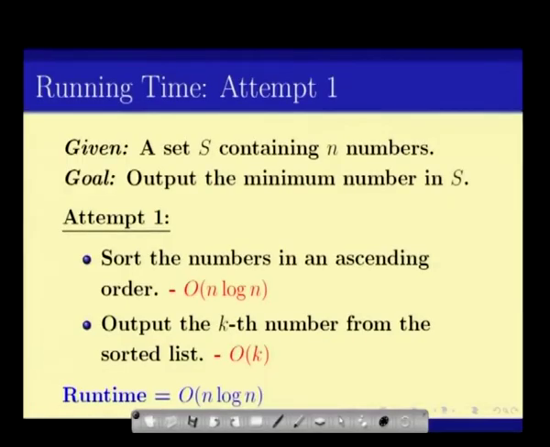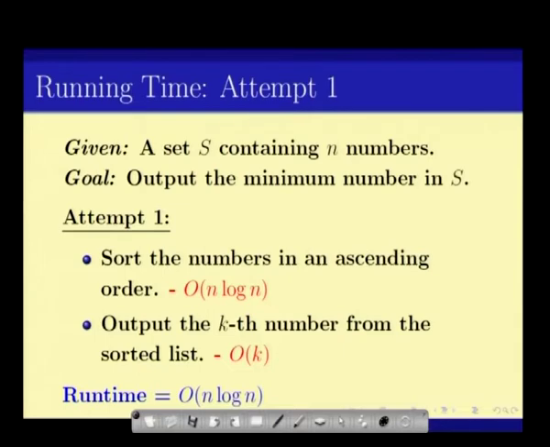Now, what is the runtime of this algorithm? The runtime of this algorithm is n log n. Why? To sort this set of numbers in an ascending order, we need order n log n steps. And then once we have sorted it, finding the kth minimum will take order k steps. So, if you sum them up, we get order n log n, and so this is as much as we can hope for.